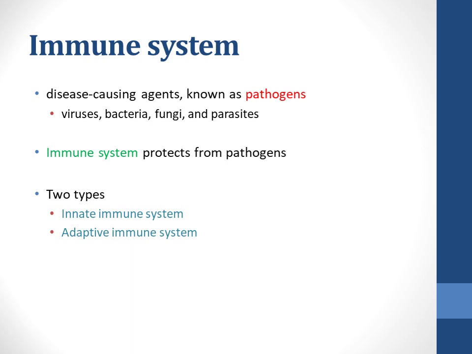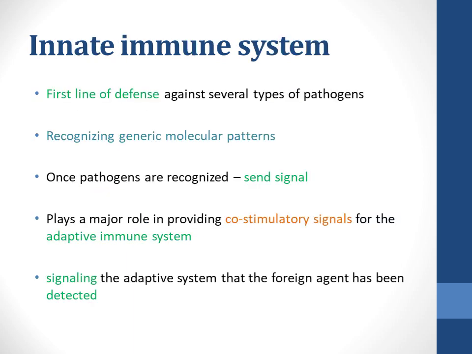There are two basic types of immune system that actually work in our body. One is the innate immune system and the next one is the adaptive immune system. The innate immune system is the first one. Whenever a foreign agent enters our body, it is the responsibility of the innate immune system to detect that some foreign agent has entered into our body.